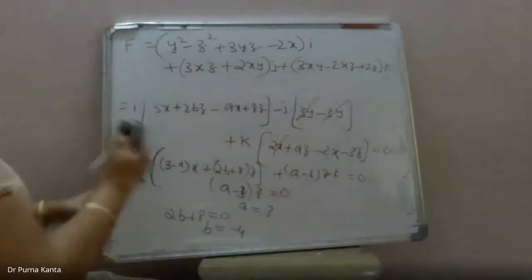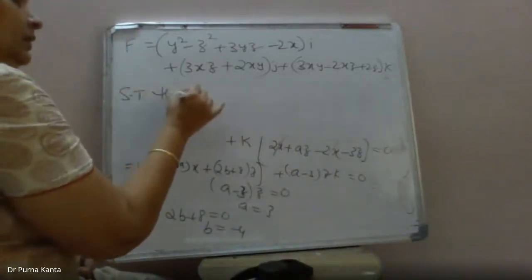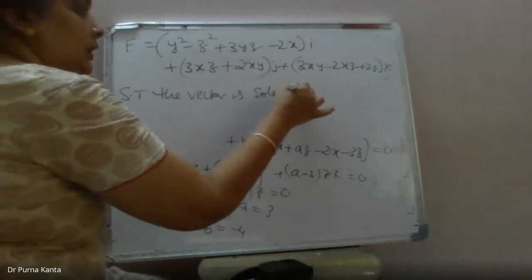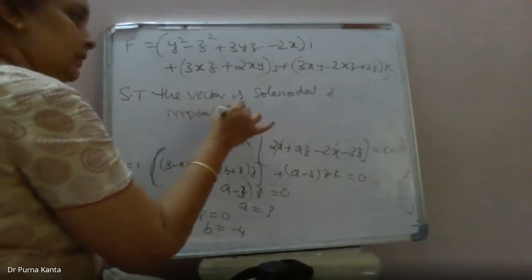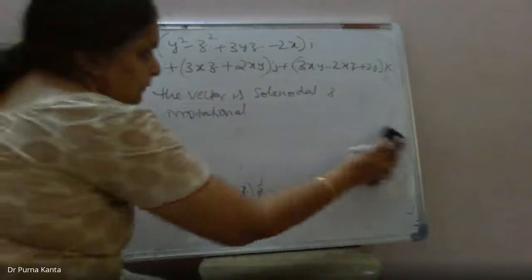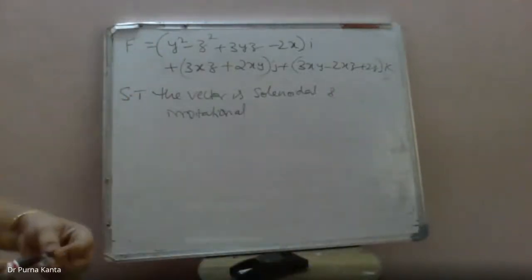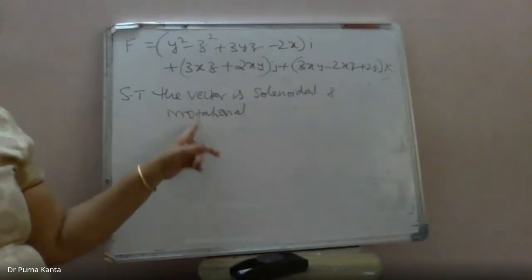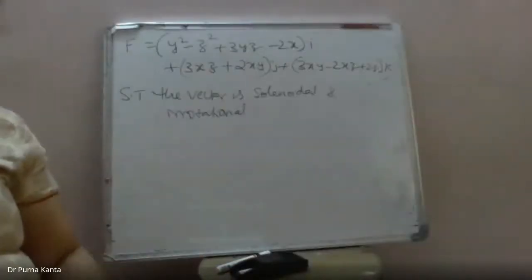Show that the vector is solenoidal and irrotational, both. So the given vector is both solenoidal and irrotational. That is what we are asked to show. To show that the vector is solenoidal, we have to show that div f is equal to 0. To show that the vector is irrotational, we have to show that curl f is equal to 0. Check this.